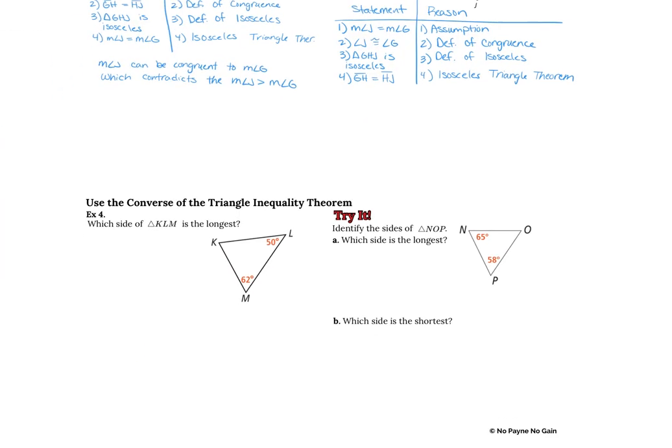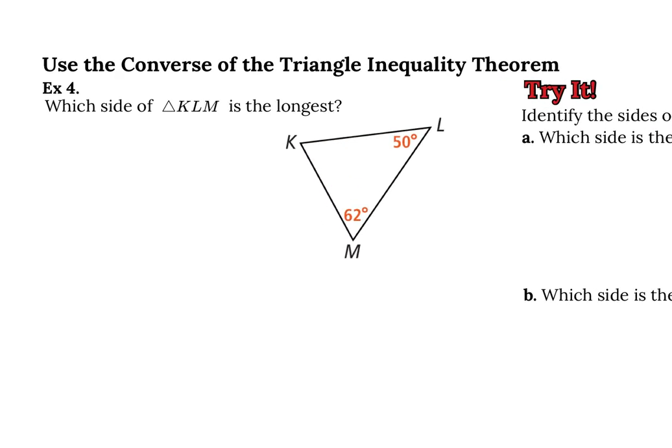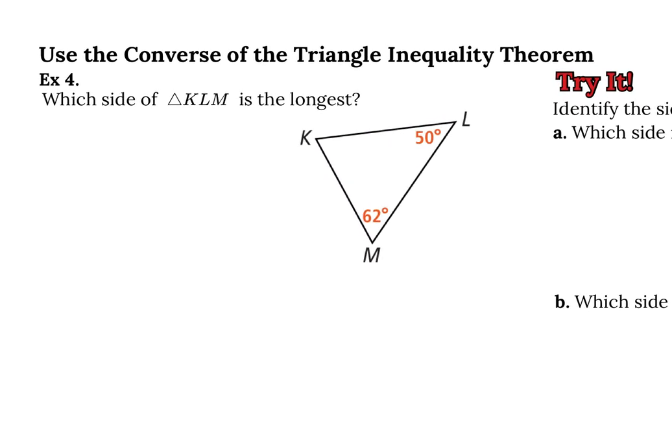Okay. All right, example 4. Which side of triangle KLM is the longest? Right now we only have 2 of our angle measures, but we can find the measure of angle K because all of the angles inside the triangle have to add up to 180 degrees. So I can take 180 degrees, subtract off the 2 angles that I know. That gives me 68 degrees for the measure of angle K.